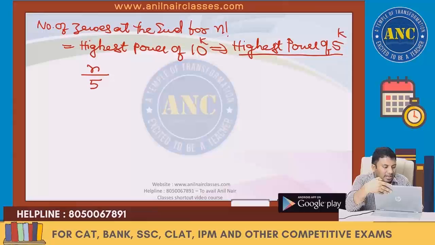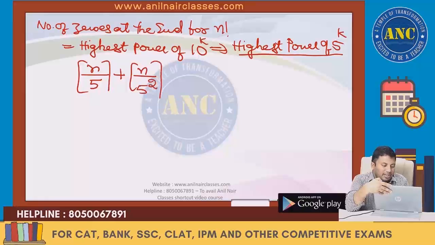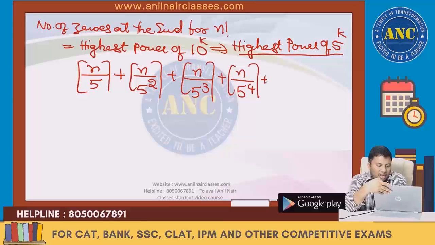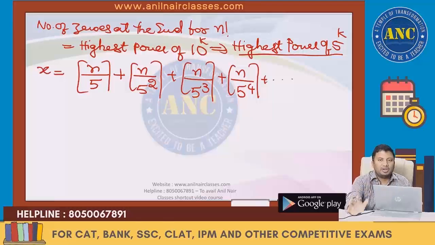First I am dividing it by 5. Whatever value is there, I will write it. Then I am dividing it by 5 square. Then I am dividing it by 5 cube. Then I am dividing it by 5 power 4. These values, after some time, will come out to be 0, 0, 0 and so on. Can I say this will stop at a particular point of time?